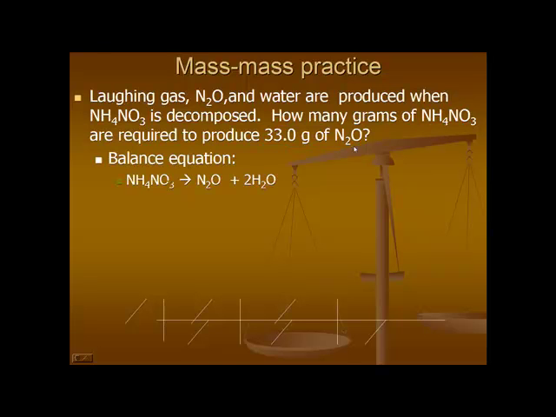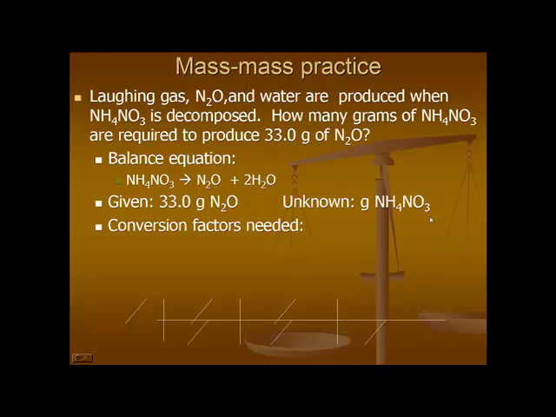So first thing I'm going to do is have a balanced equation. Here's our equation. Next thing I'm going to do is identify what you're starting with and where you're ending. The only number in my question is my given here, the 33 grams of the N2O. It's asking me how many grams of the NH4NO3 I need. So grams of NH4NO3 is what I am aiming for.